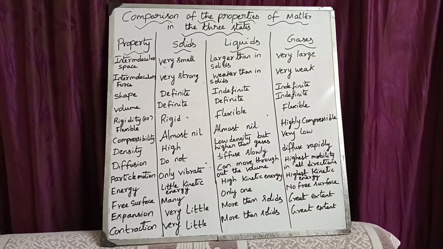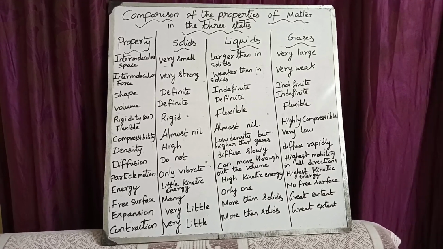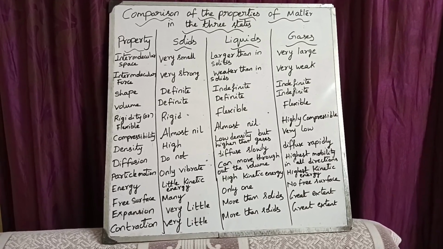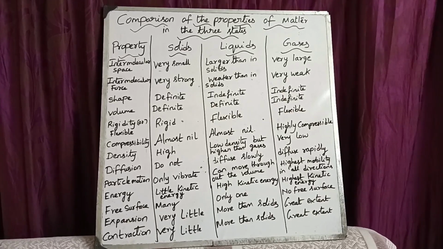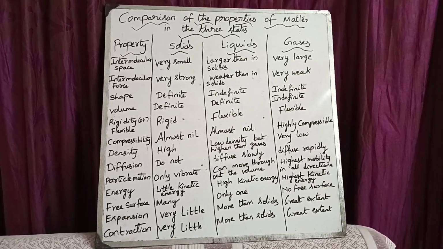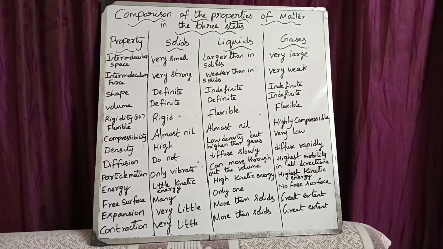When you come to density, density is very high in solids due to tight packing, and in liquids it is lower but higher than gases. In gases, the density is very low. When you come to diffusion, solids do not diffuse, liquids diffuse slowly, but gases diffuse very rapidly.